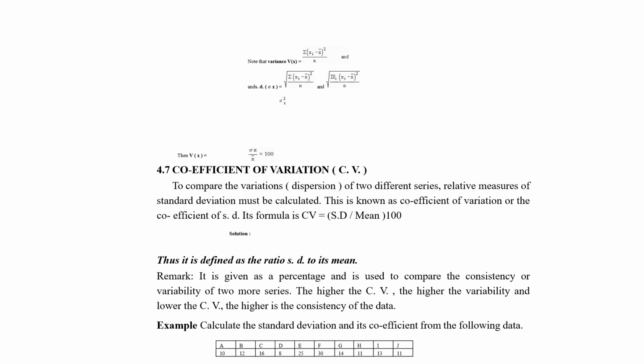So coefficient of variation. To compare the variation or dispersion of two different series, a relative measure of standard deviation must be calculated. This is known as the coefficient of variation. Coefficient of variation is a relative measure of standard deviation, the ratio method of standard deviation.